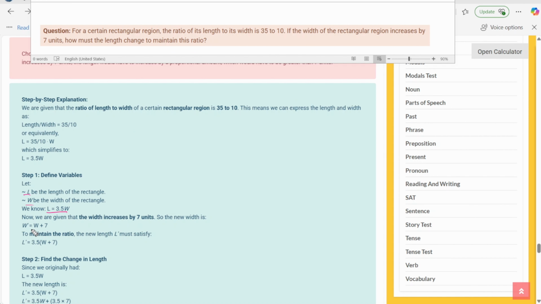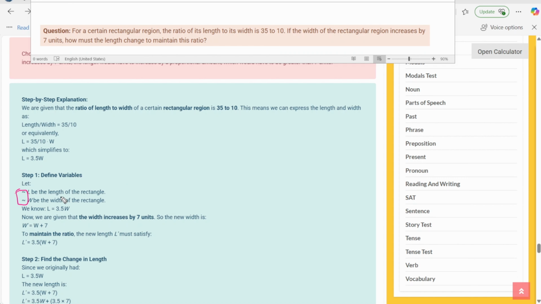We know length, but we are doing something else. If the width of the rectangular region is increased by 7 units, now we are increasing the width by 7, so we add 7 to it. Then what will be the length? You see this sign here? It doesn't change anything. It is just telling you it is a new value, making the normal W a little different, so you understand this is the new W.